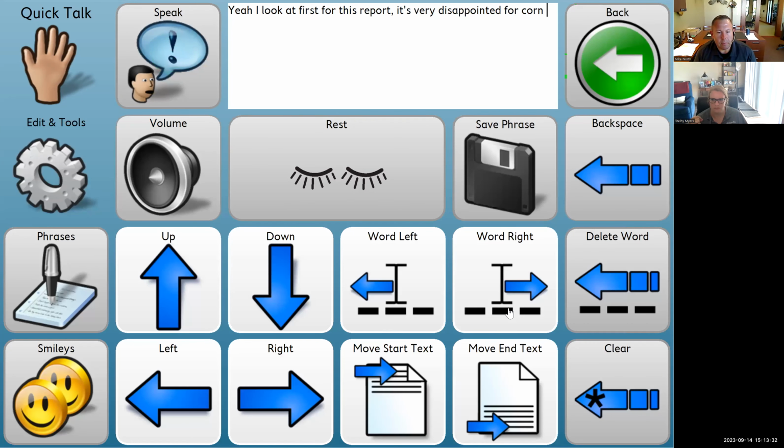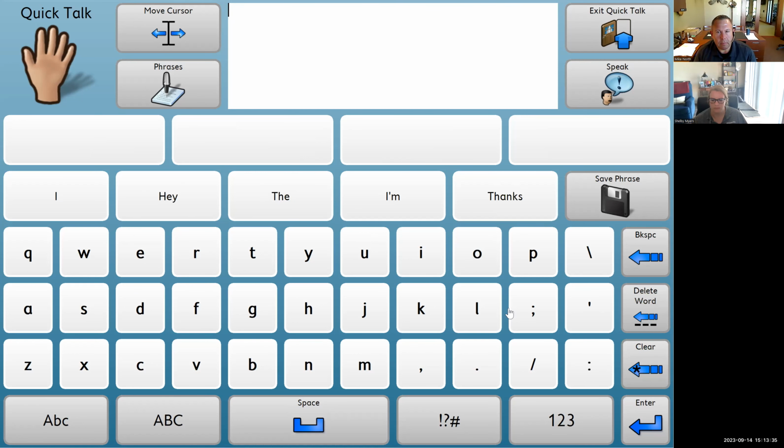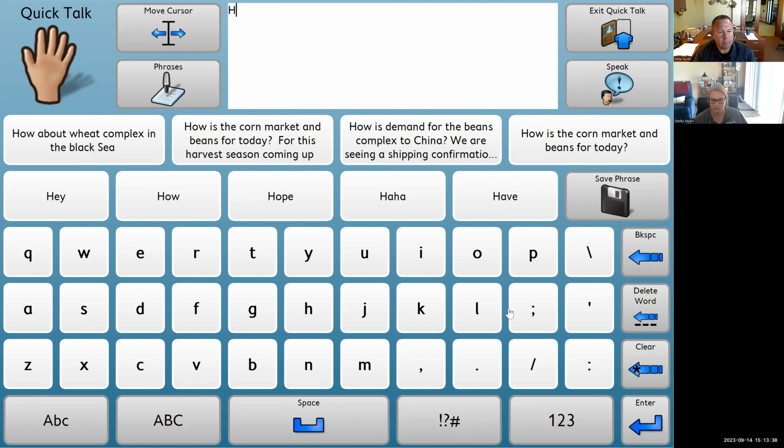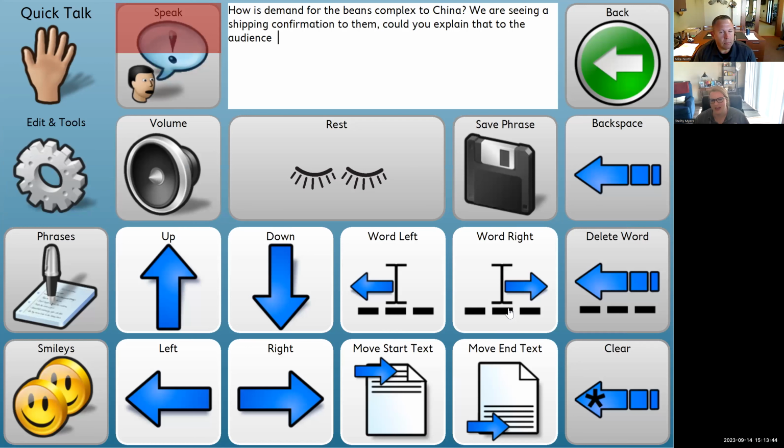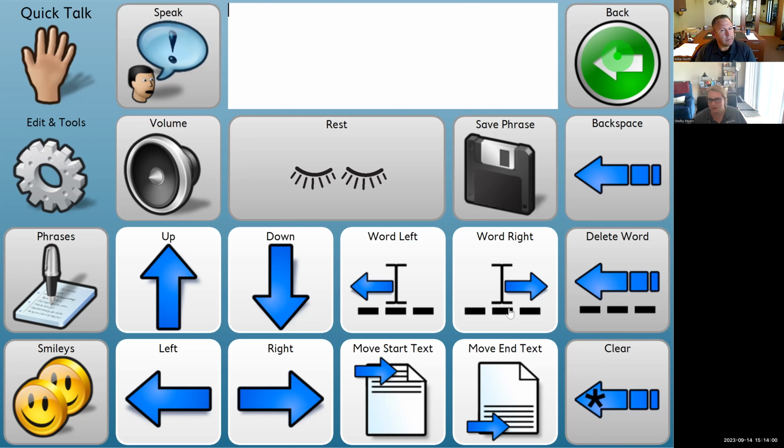Yeah, I look at first for this report. It's very disappointing for corn. Yeah, I think I would agree with that. There were a lot of expectations, especially with some of the drought conditions that we saw, for a little bit more of a bullish uptick, that maybe dry conditions would really push yield lower and we could see maybe a 2012 again. And I think what we got instead was 2013, and we continue to see the crop outperform expectations.